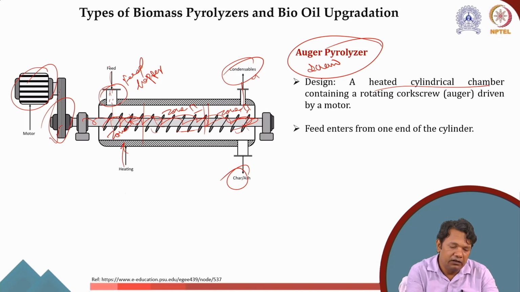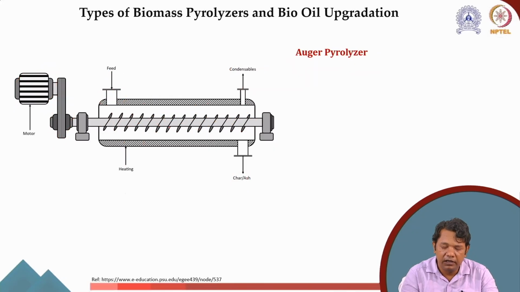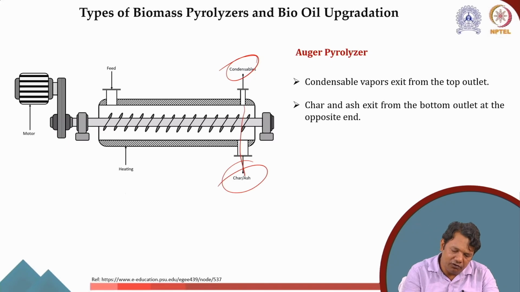As I said, the feed enters from here, from one end of the cylinder. The auger moves the biomass, as I explained, along the heated walls, and then condensable vapor exits from the top outlet while the char and ash move from the bottom. So this is one way. The other is you can also put it here and then take the vapors out.